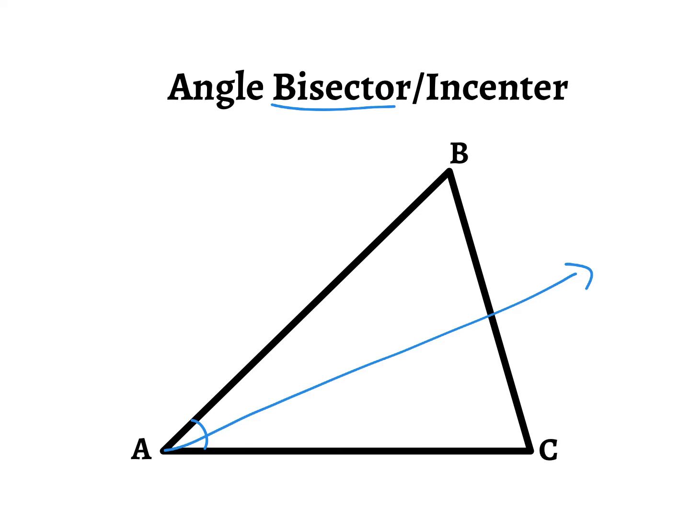So let's go to angle C. Angle C is going to get cut in half. Now those two angles are congruent. And same thing with angle B. Now those are going to be congruent.